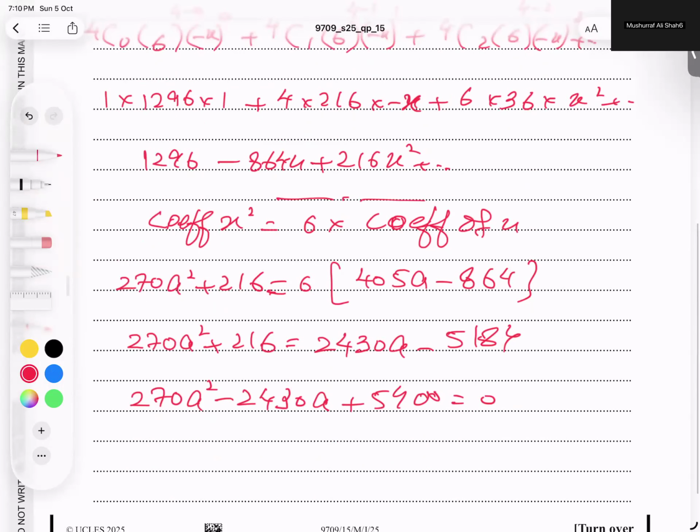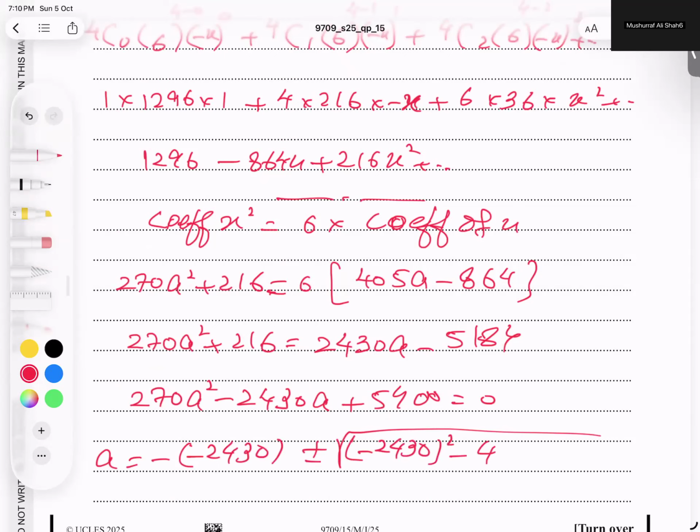So now I have two choices. I can go for the quadratic formula, better to save time. A is this, B is this, C is this. So I'm applying the A value, B value is negative 2430, and B square minus 4AC. This much working is enough to show to the examiner, and after that you directly write the answer. So no problem at all. So I'm going to use it.